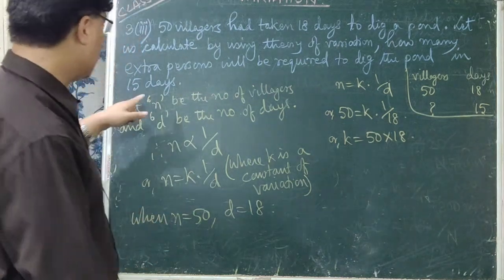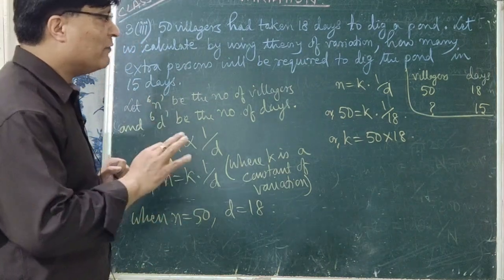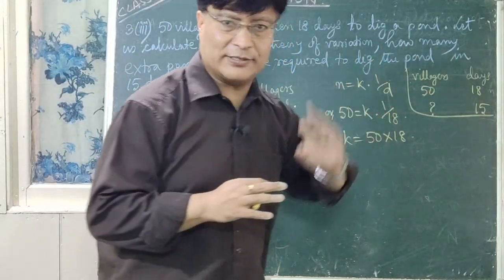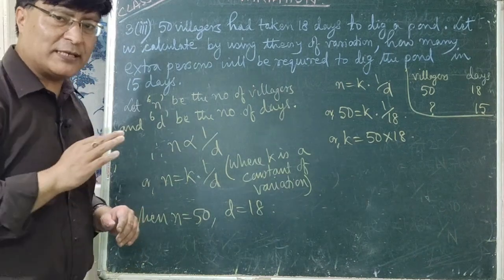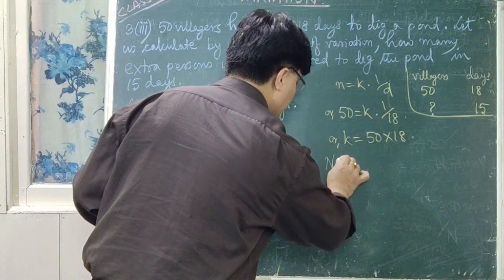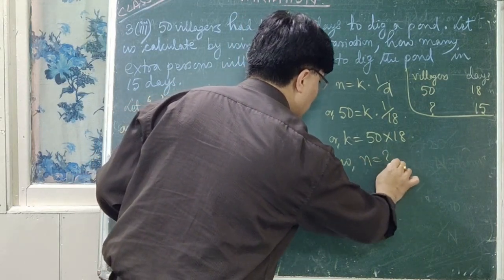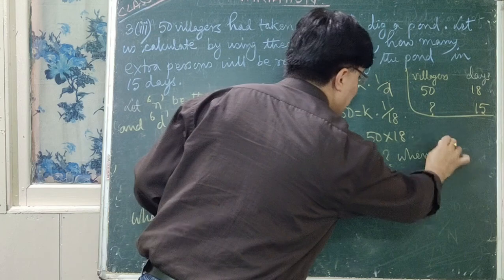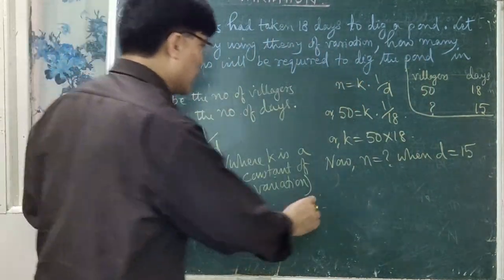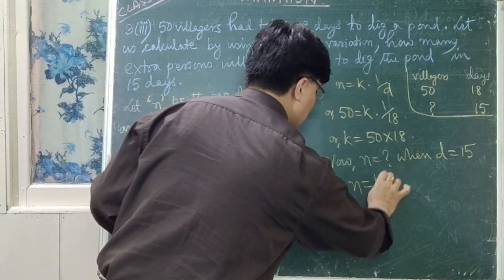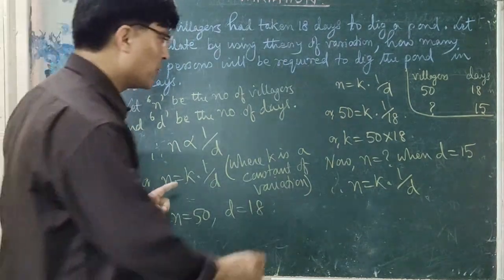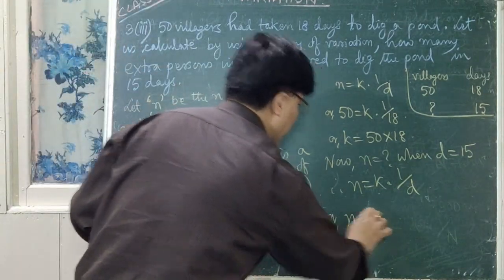अब यहाँ के निकाल्नुपर्छ? n is equal to question mark. How many villagers are required to complete the work in 15 days, right? The 15 days मा काम सक्नु हो भने कति जना भिलेजर्स चाहियो त्यो निकाल्नु. So now n is equal to question mark when d is equal to 15, right? So let us write down the relation here. What is the relation here? n is equal to k into 1 upon d.